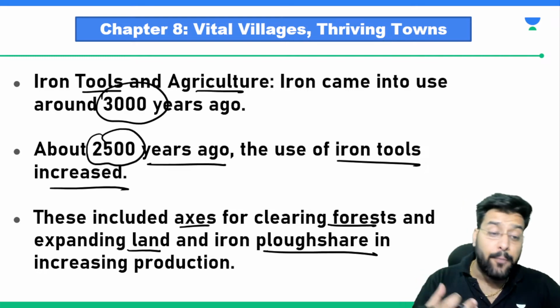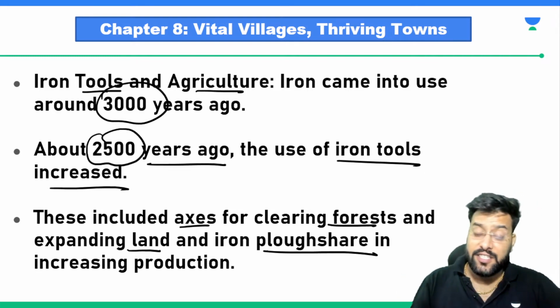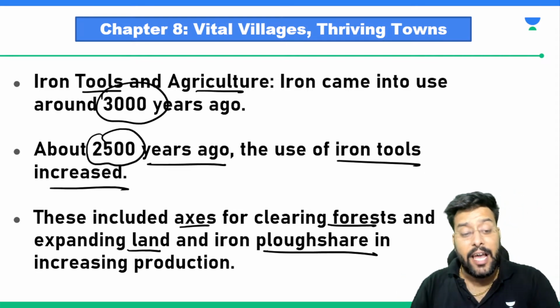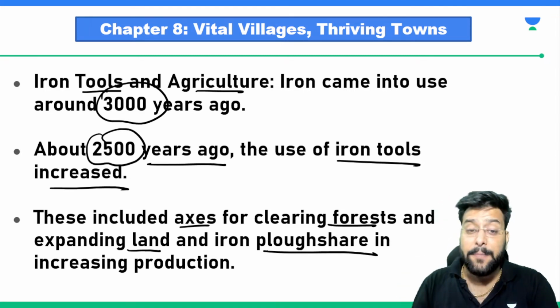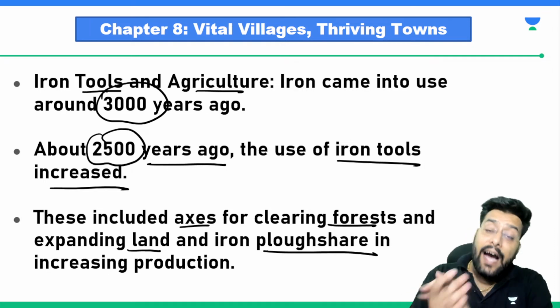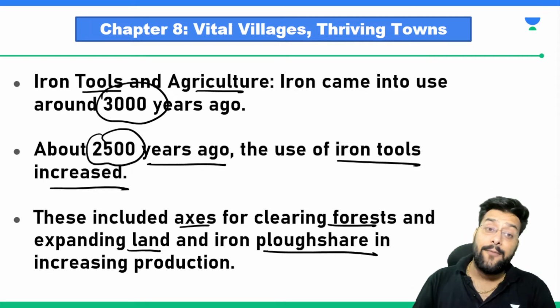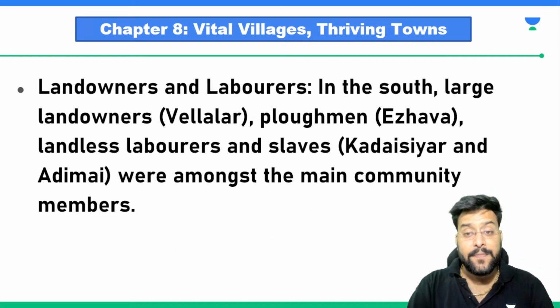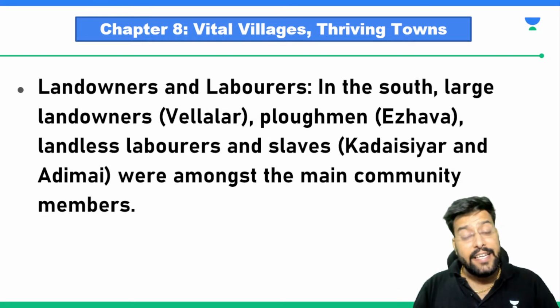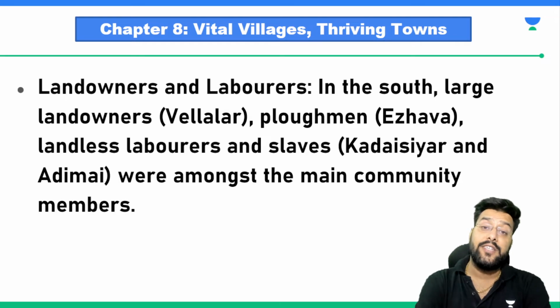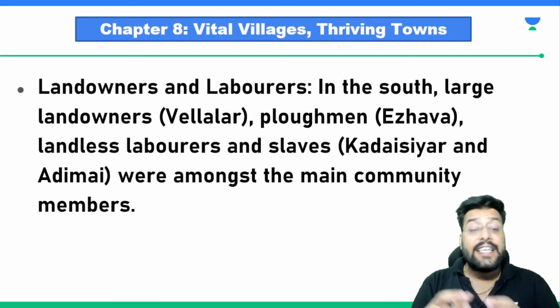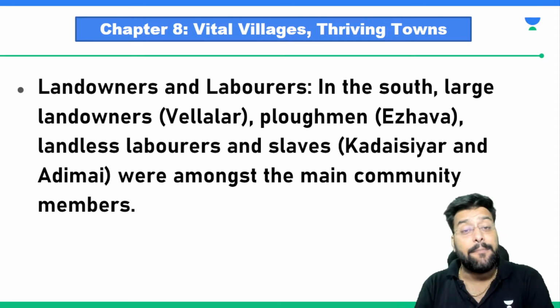They were using iron plow to increase production. So these things happened with the help of iron. When the use of iron came into existence, eventually people started realizing that iron can be used to make certain helpful tools which will help them in agriculture. Now, with agriculture, I told you in earlier classes also that agriculture led to the development of settled life. The settlements began to develop.